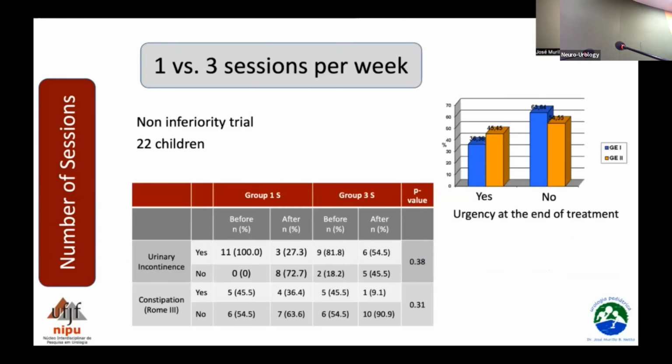And now we're finishing a study, and this is the preliminary data, where we compare one session versus 3 sessions per week. It's a non-inferiority trial. We have already 22 children, and we see that for urinary incontinence, there's no difference. Constipation, there's no difference, and also urgency at the end of treatment, when you compare both groups, there was no difference, showing that one session a week for 20 minutes is as good as 3 sessions per week.